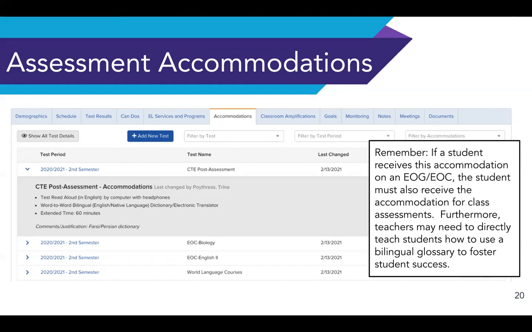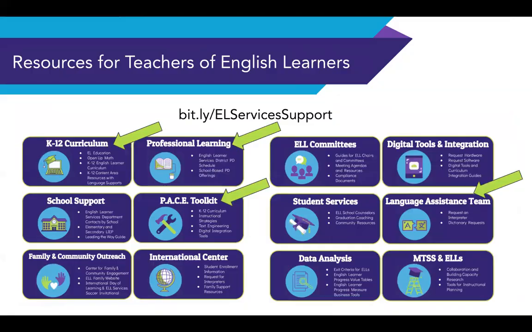Now that we've explored the Elevation platform, let's explore more EL resources that are available from our department. You can access our EL Services Canvas page using the bit.ly on your screen, bit.ly/ELServicesSupport. There you will find our curriculum resources, professional learning opportunities, the PACE toolkit that houses strategies for English learners, and how to request an interpreter or dictionary from our language assistance team, and many more.